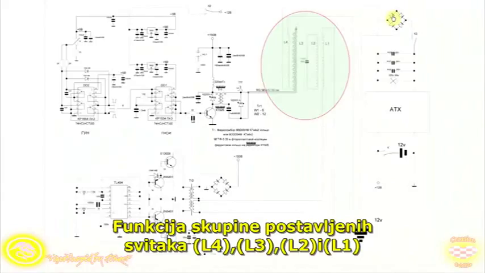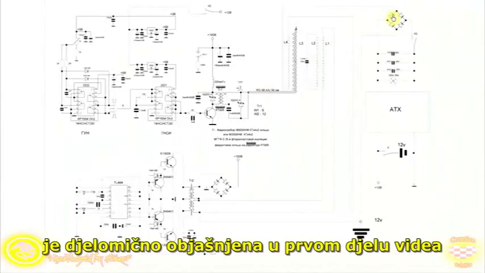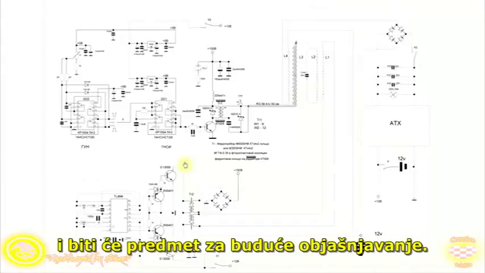The function of the coil set assembly L4, L3, L2, L1 was partially explained in part number 1 of the video and will be the subject of the further explanation.